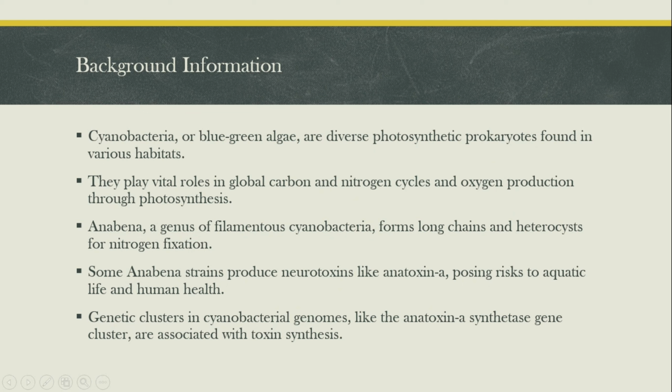And background information: cyanobacteria or blue-green algae are diverse photosynthetic prokaryotes found in various habitats. They play a vital role in the global carbon and nitrogen cycle and oxygen production through photosynthesis, while Anabaena, a genus of filamentous cyanobacteria, forms long chains and heterocysts for nitrogen fixation. Some Anabaena strains produce neurotoxins like anatoxin A, posing risk to aquatic life and human health, while gene clusters in the cyanobacterial genome like the anatoxin A synthase cluster are associated with toxin synthesis.